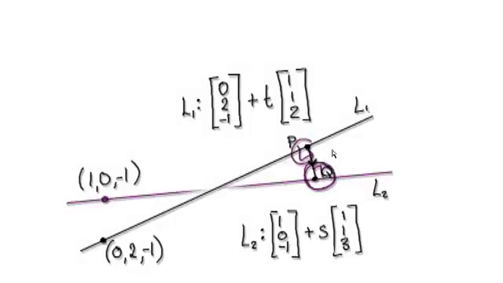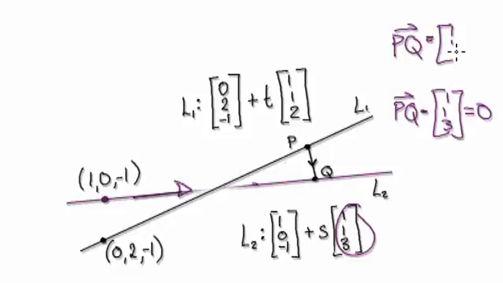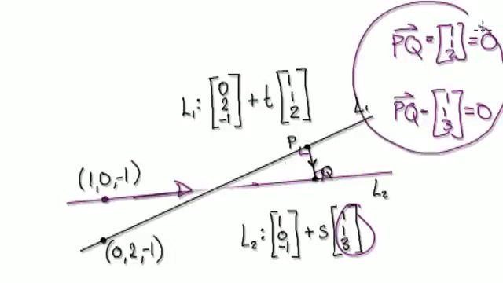So you would also demand that the vector PQ dotted with this vector here be 0 as well. So you would make these two demands. Bear with me. In order to find the shortest distance, you would need to make these two demands.